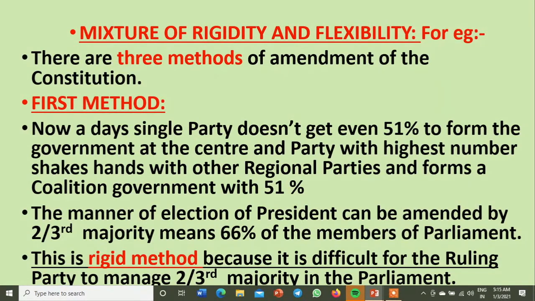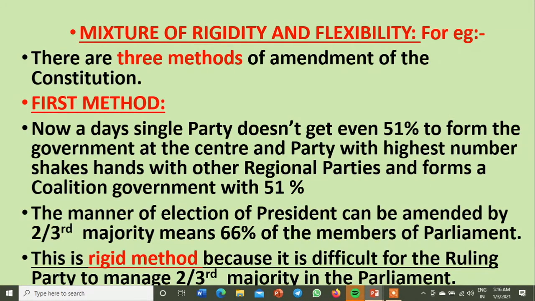Which are regional parties? For example, from Punjab it is Akali Dal, from Maharashtra it is Shiv Sena, and from Bengal it is Trinamool Congress, such regional parties. They shake hands with the national party which is not in majority. Otherwise, such regional parties never get a chance to be part of the national level government. Through a coalition government, they also get a chance, so they shake hands with the national level ruling party to make it a ruling party. So it becomes 51%.